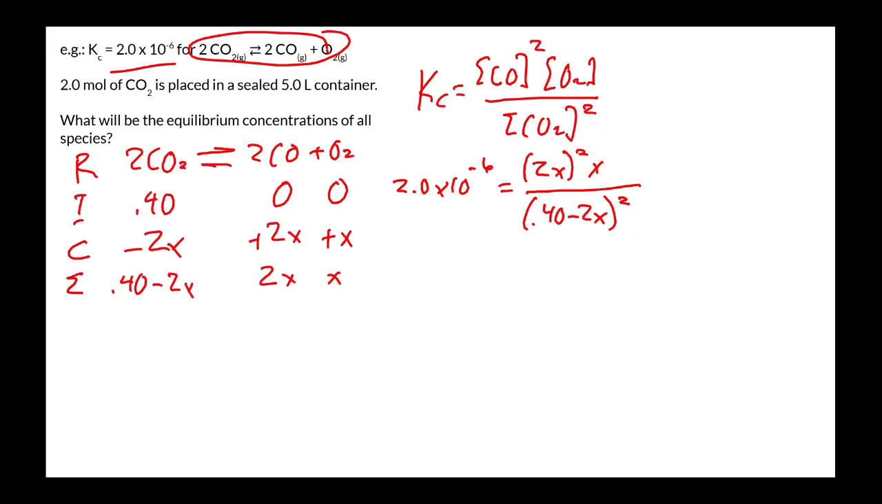Now here's where we can do a little trick that often works. We notice that the K value that we have here is very small, much smaller than 1. So what that means is that 2x is going to be very, very small compared with 0.4, because there's not going to be very much of a change. As this reaction reaches equilibrium, we're going to have not very much product. We're still going to have mostly reactant. So compared with 0.4, that 2x is probably going to be ignorably small. So we can make this simplification.